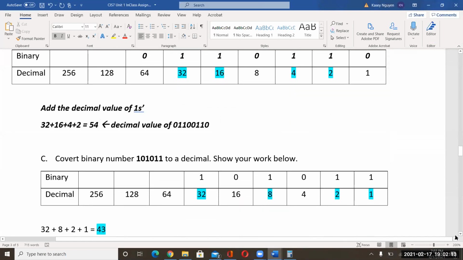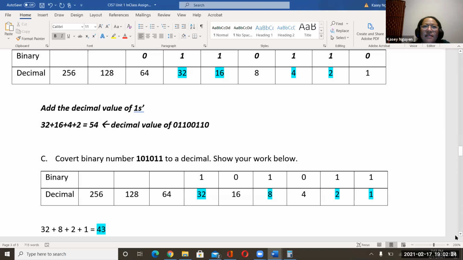I was going to ask, so in this case, if it's addition, you said you can either use division or subtraction to get your binary numbers? Yes. Okay.